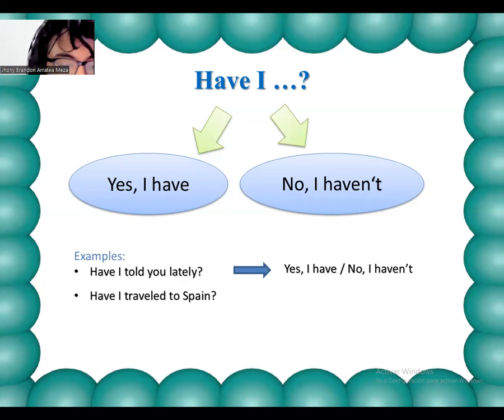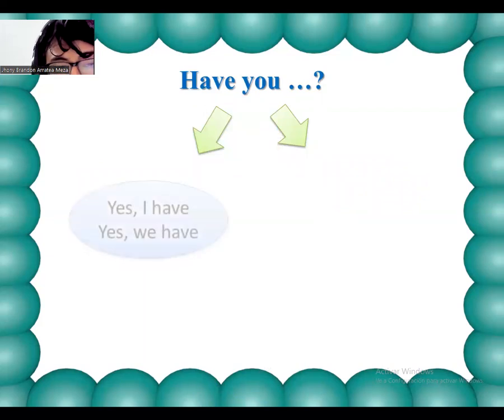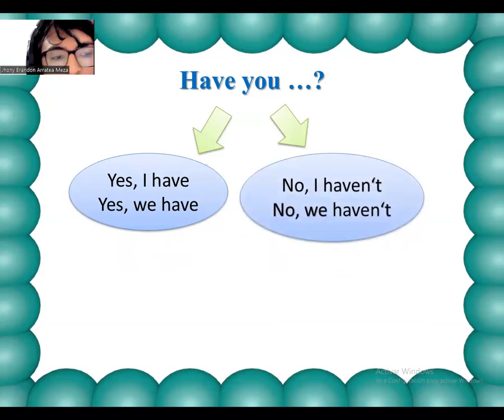Another example, have I traveled to Spain? ¿He viajado a España? Let's see the answers. In positive, yes, I have. And in negative, no, I haven't. What about when we have the subject pronoun we? Let's see the answers. In positive, yes, we have. And what about the negative form? No, we haven't.